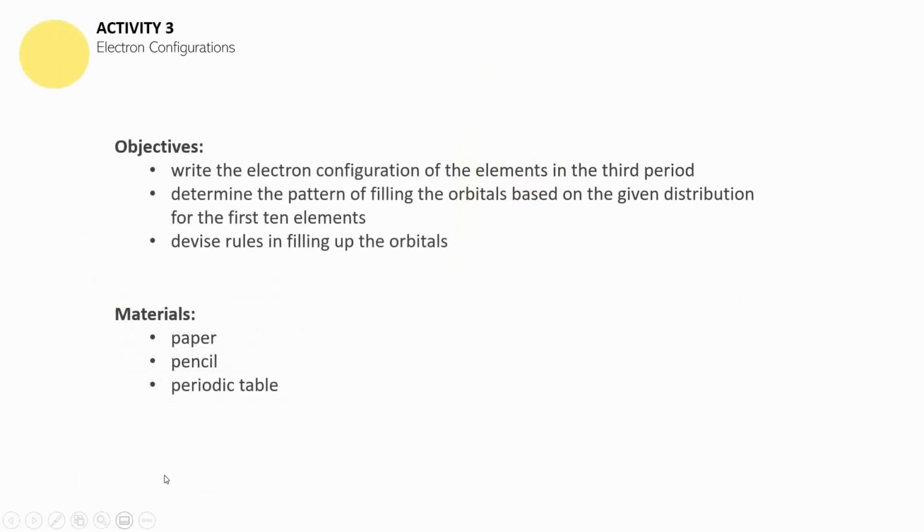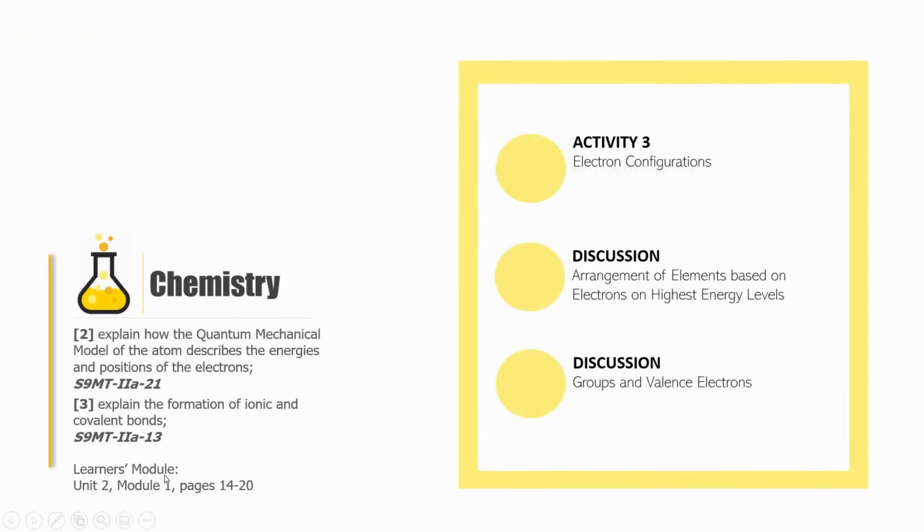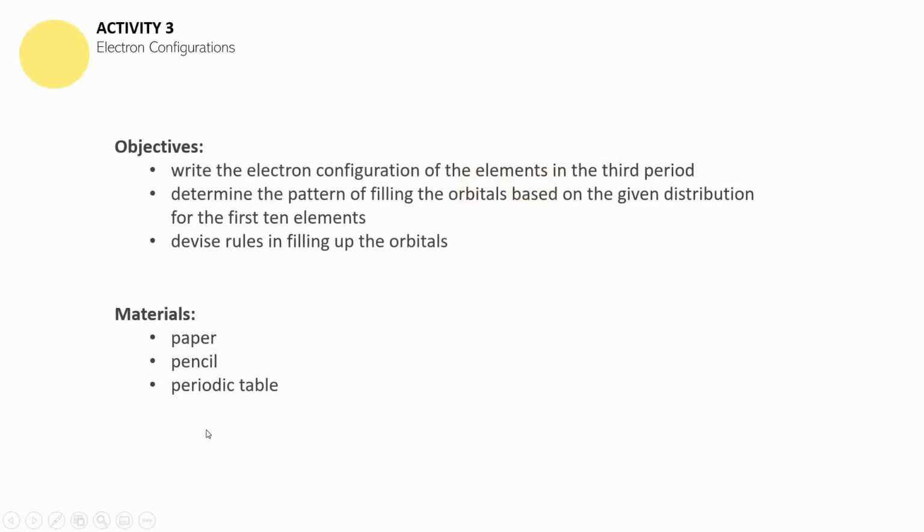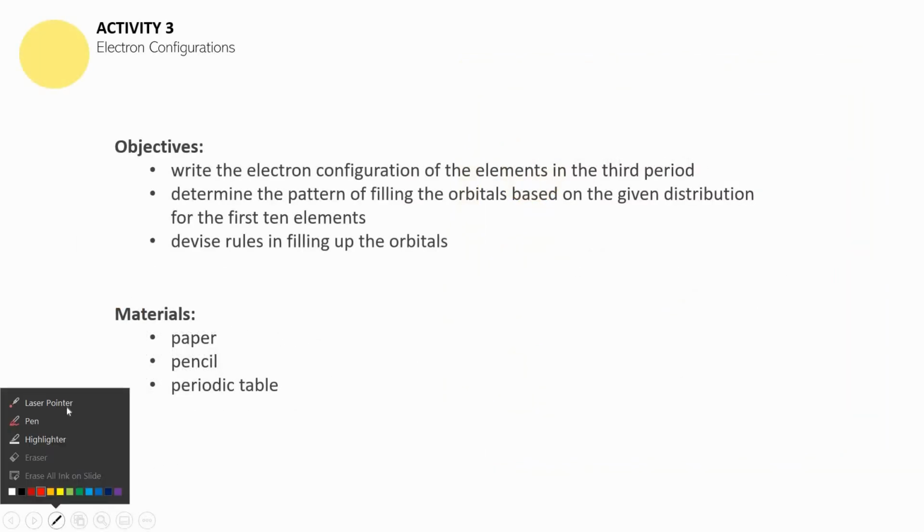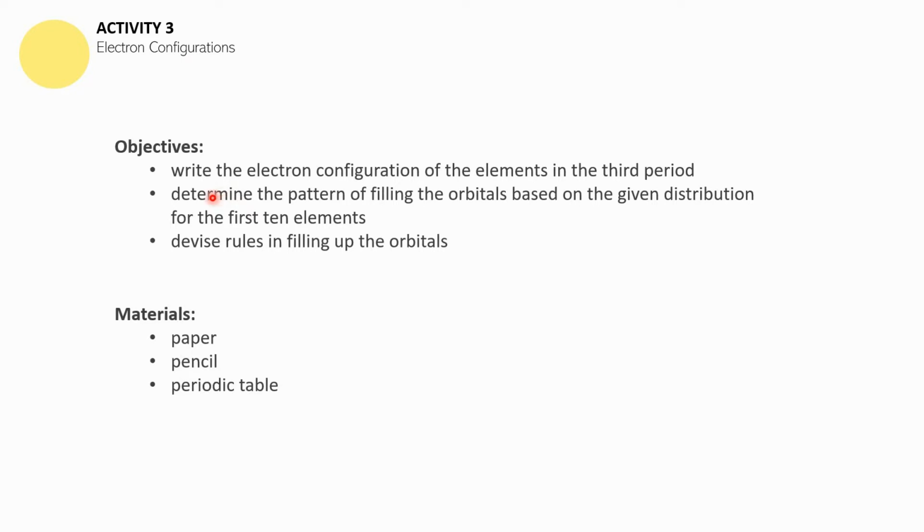Okay, so the first thing that we'll be doing is activity 3, titled electronic configurations. The objectives are the following. The first objective is to write the electron configuration of the elements in the third period. By saying third period, we are referring to the row, the third row. Remember, period is the horizontal arrangement of elements in the periodic table, in the modern periodic table of elements.